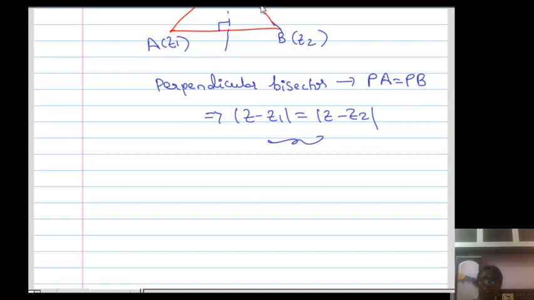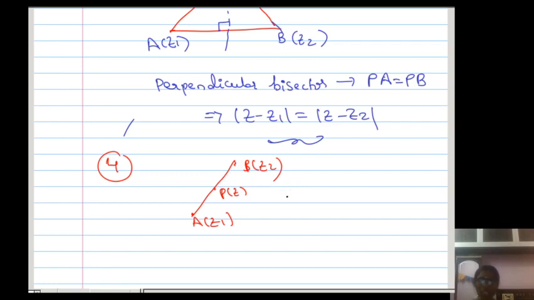Next, what is the next point? The equation of a straight line joining the points. For example, take A as Z1, P as Z any point on the line, and B as Z2. Now AZ1, BZ2 represents a straight line. For a straight line, the slopes will be the same, the arguments will be the same for Z minus Z1 and Z minus Z2. If you take the difference, it will be 0.